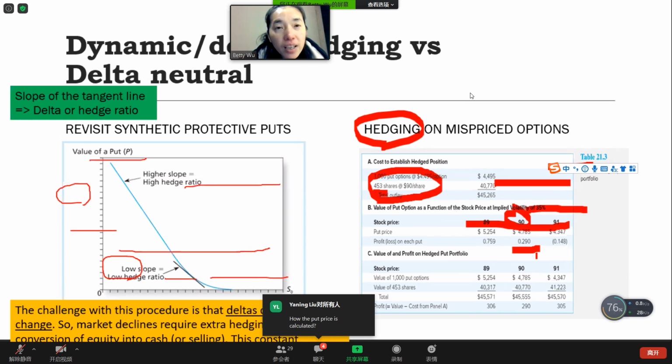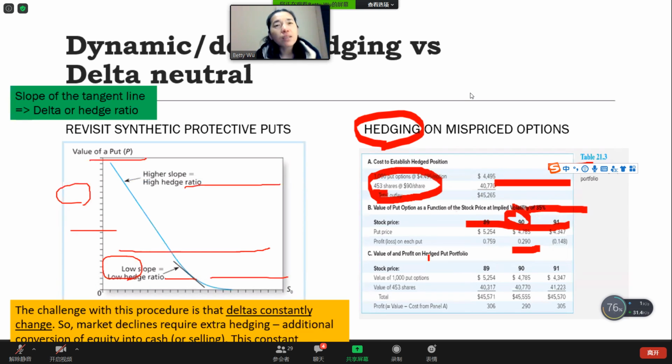How is the price calculated? I think that in this case, the put price is given. Maybe it's given in this exercise. I think in this exercise it is given.